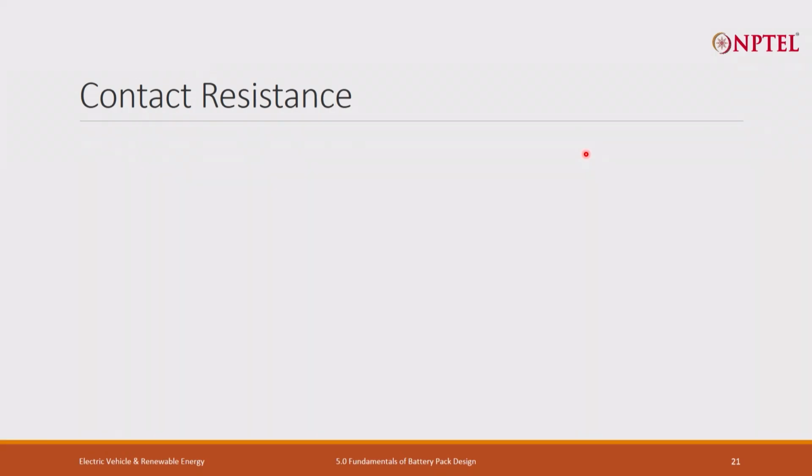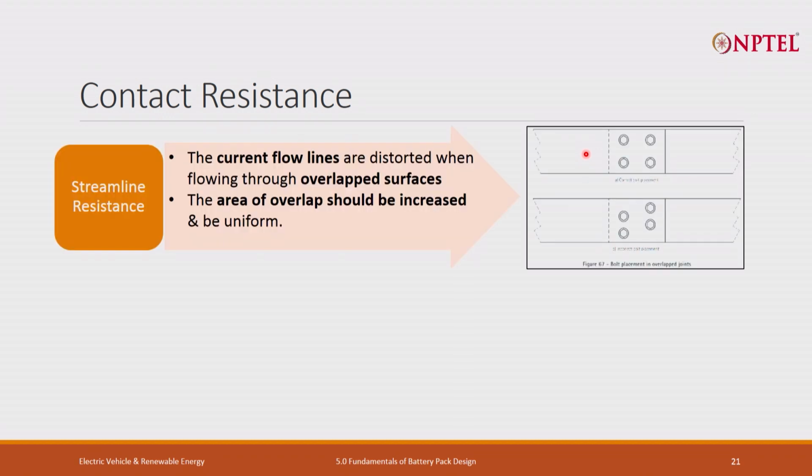So, the next is contact resistance. In this contact resistance, basically we talk about two types of resistance. One is the streamline resistance. So, what happens in a streamline resistance? When you overlap two conductors and join them together, either through welding or using nuts and bolts.